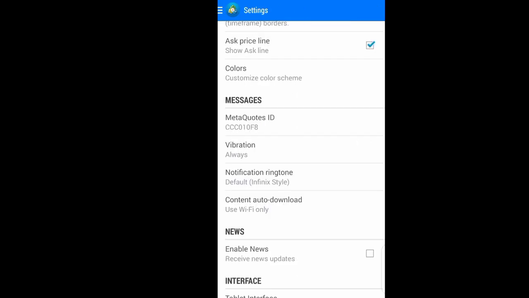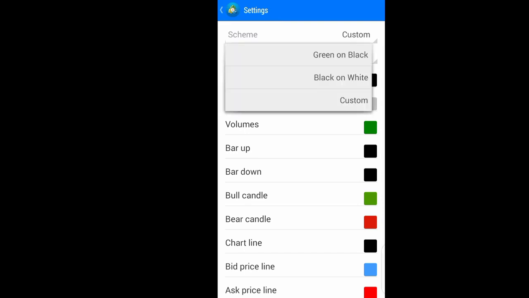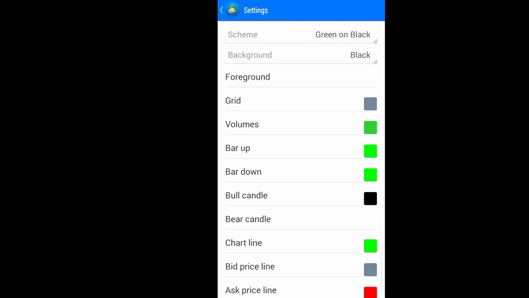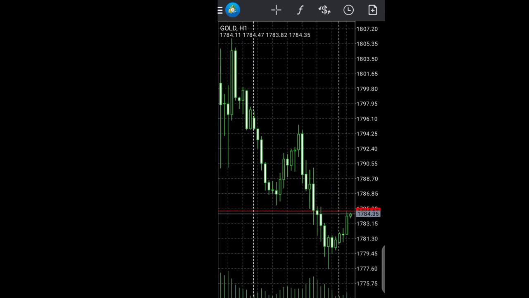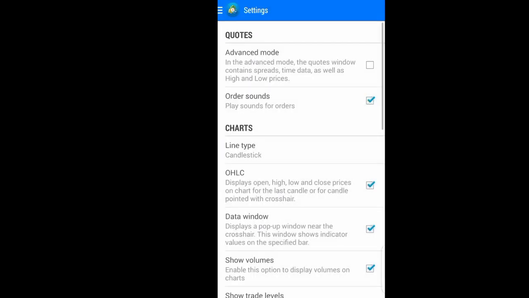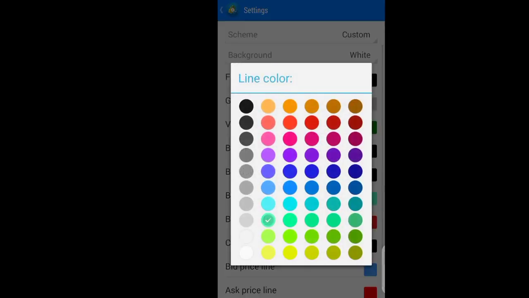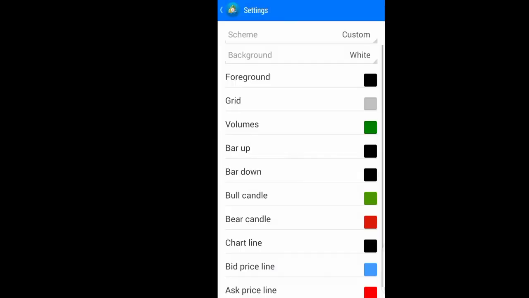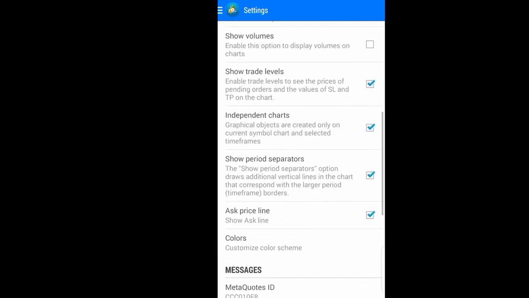If you want to customize the colors of your charts, from here I can customize the colors of my chart. Let's say I want to just have green on black. Let's see how it looks. Green on black. Look at how my chart looks. So this is green on black. If you like it this way, you can leave it. If not, I can still go back to my settings and go to my colors. So that is how you can change the colors in your charts.